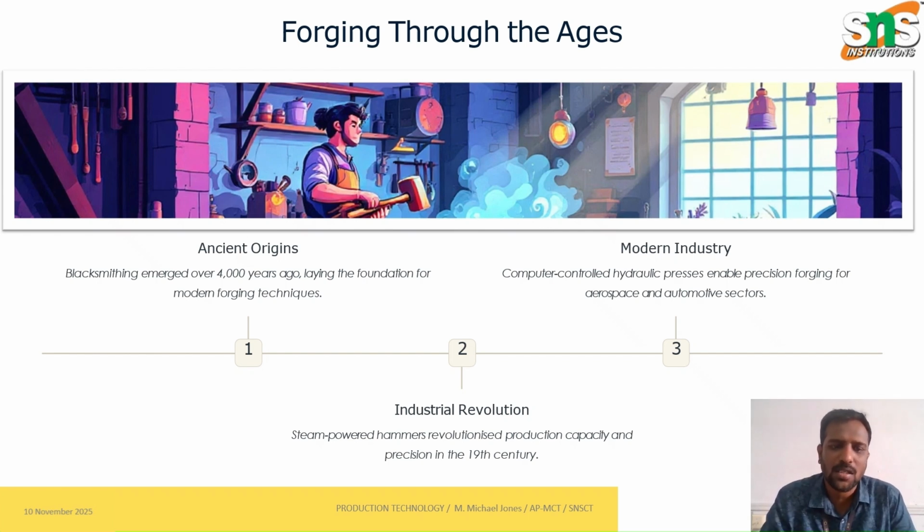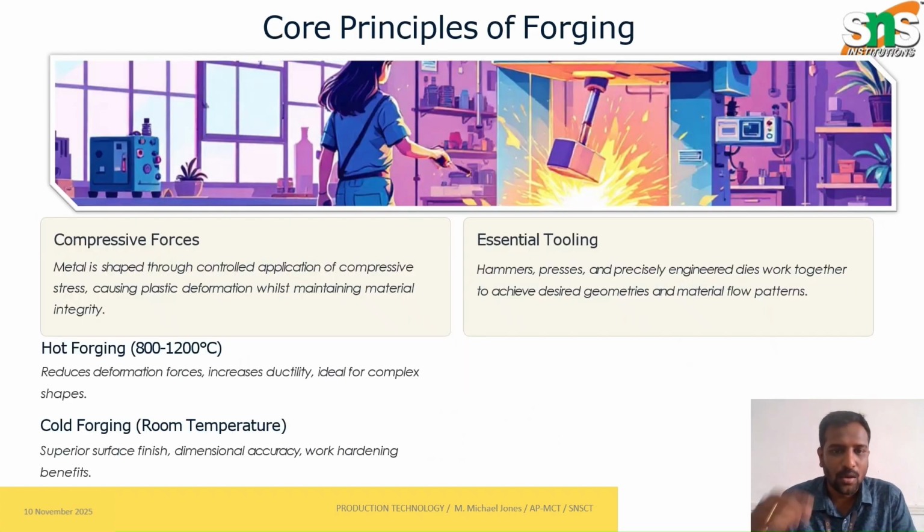In ancient origin, blacksmiths were used. Then through the industrial revolution, steam powered hammers were used, and now in modern industry we use hydraulic presses for precision forging components. Forging is an ancient practice that has been in use for about 4,000 years. Then the core principles of forging.